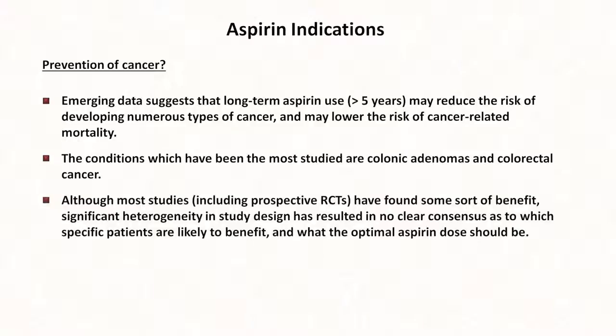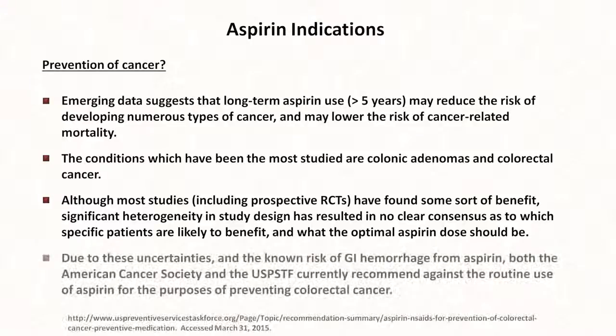Although most studies, including prospective randomized controlled trials, have found some sort of benefit, significant heterogeneity in study design has resulted in no clear consensus as to which specific patients are likely to benefit and what the optimal aspirin dose should be. Due to these uncertainties and the small but non-negligible risk of GI hemorrhage from aspirin, both the American Cancer Society and the United States Preventive Services Task Force currently recommend against the routine use of aspirin for the purposes of preventing colorectal cancer.